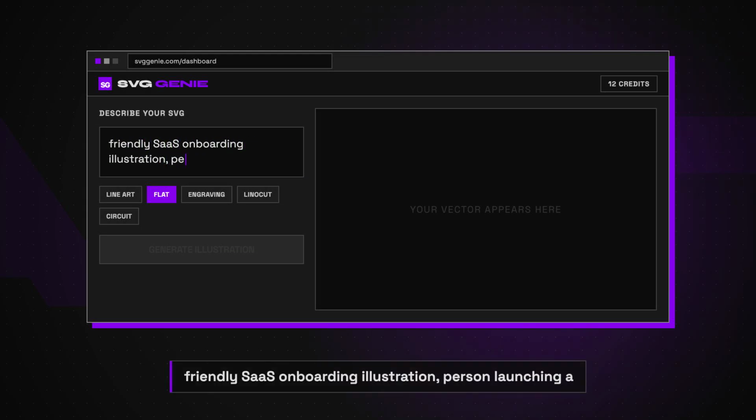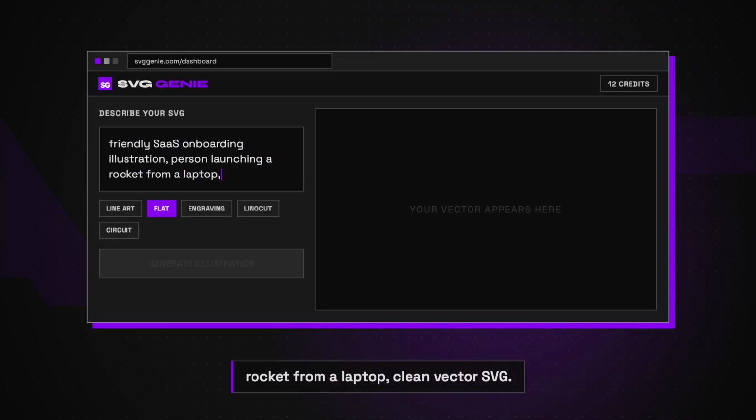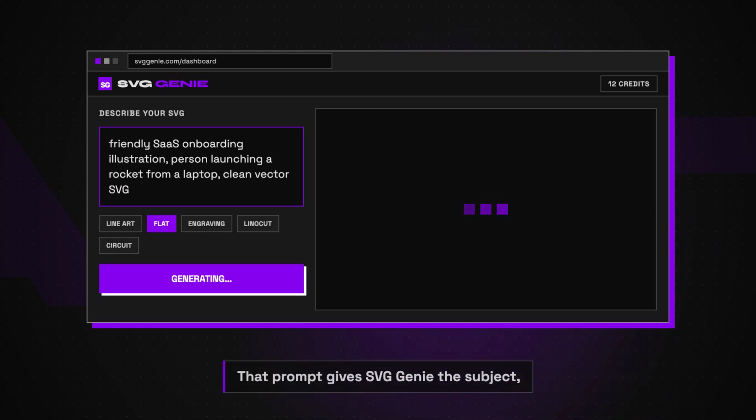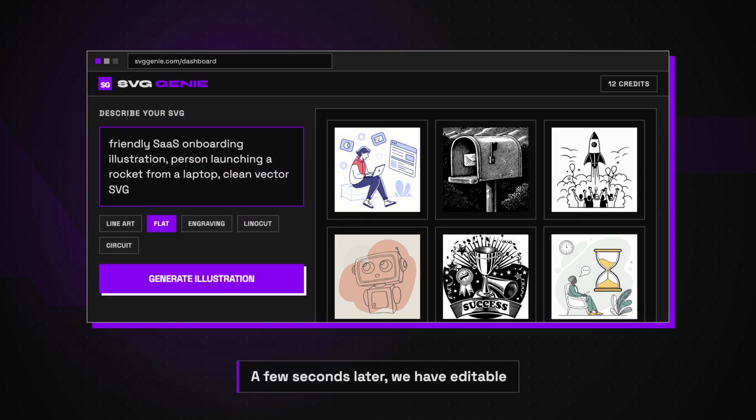I will type friendly SaaS onboarding illustration, person launching a rocket from a laptop, clean vector SVG. That prompt gives SVG Genie the subject, use case, mood, and file expectation in one sentence. A few seconds later, we have editable vector directions. The shapes are clean, the style is consistent, and the result is not a flattened AI image. It is a real SVG starting point that can move straight into a product page, a slide, or a design tool.